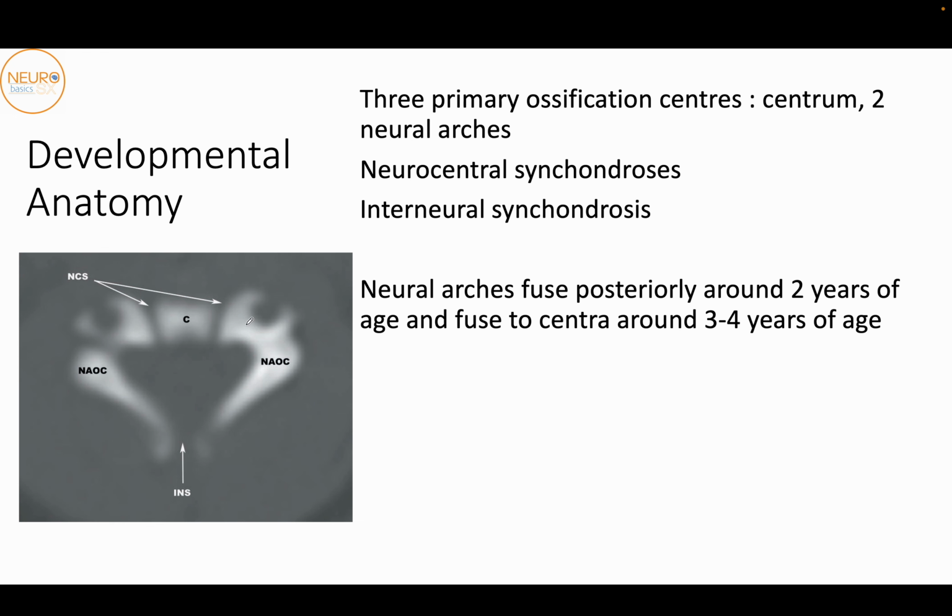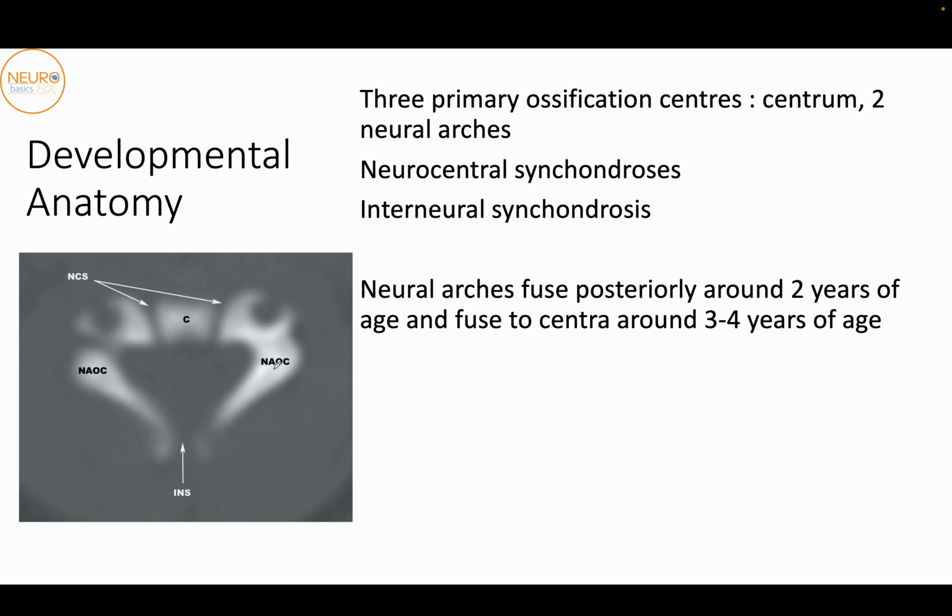There are again three primary ossification centers, one for the centrum and two neural arches. The neural arches are what is going to give rise to the lamina, to the spinous process, to the transverse processes over here, and the foramen transversarium. Between the centrum and the neural arches, you have this gap, which is the neurocentral synchondrosis. And between the two neural arches on both sides, you have the interneural synchondrosis.